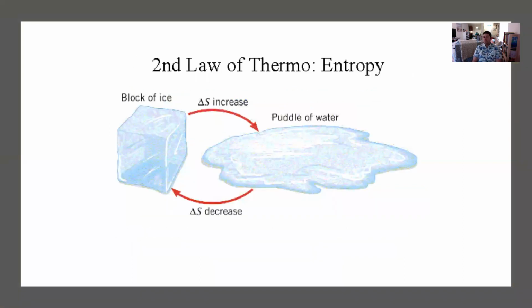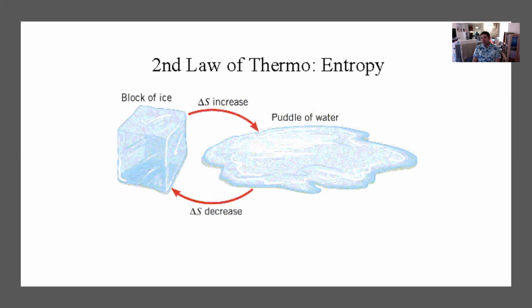So we can see something like a block of ice. As it melts, the delta S increases. Now, if we were to refreeze that water, the delta S would decrease. But only the spontaneous processes increase the delta S of the universe.